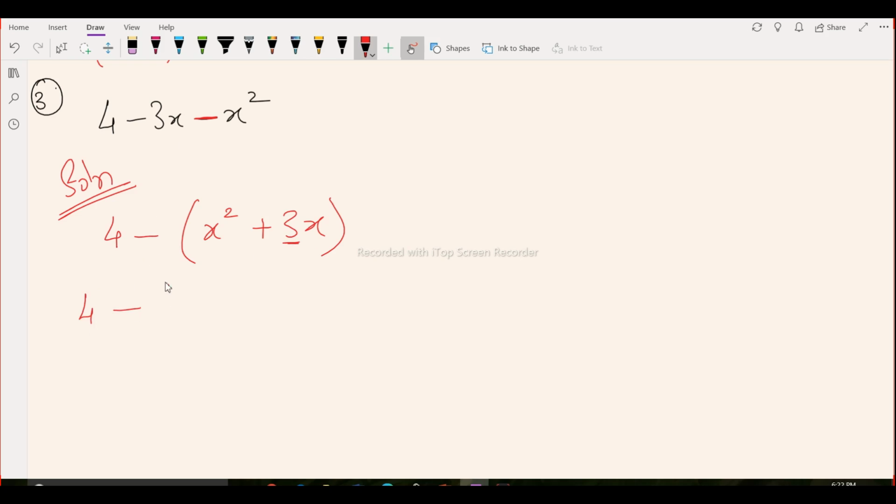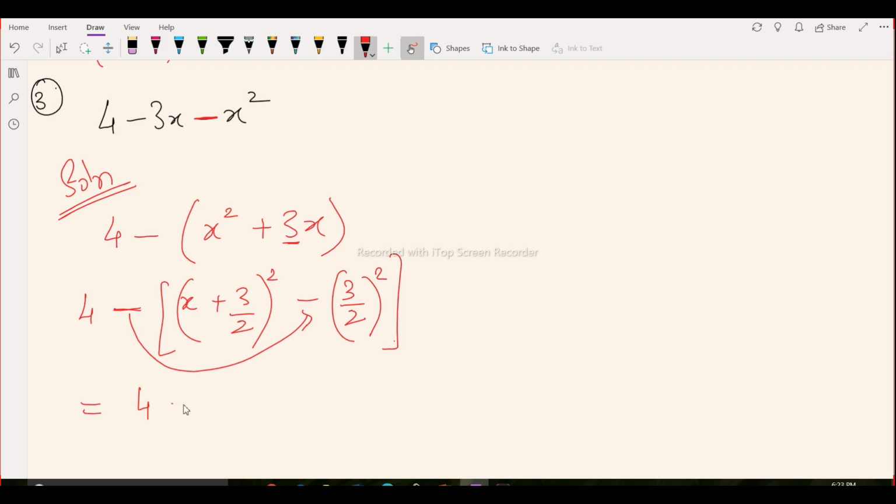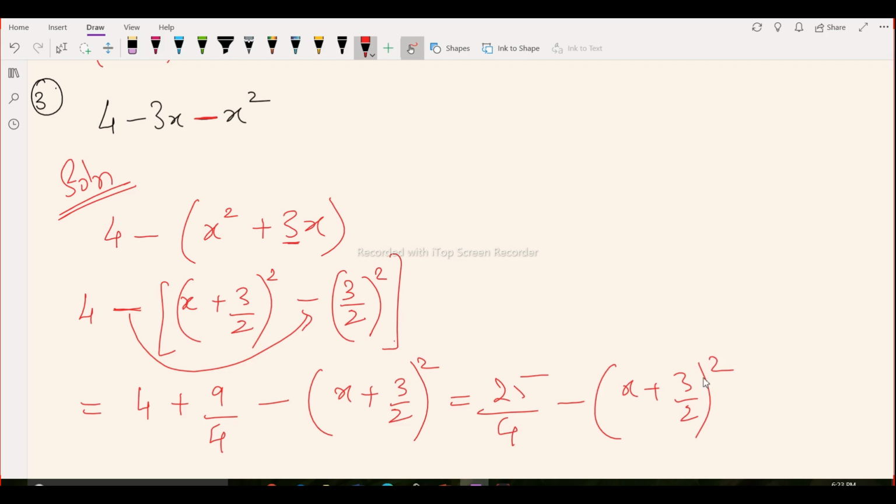So 4 minus, so x plus 3 by 2 the whole square minus 3 by 2 the whole square. Okay, now we can go ahead and complete this part. So what we have is we have 4 and this minus will become plus. So we have plus 9 by 4 minus x plus 3 by 2 the whole square, right? So ultimately what you get is 25 by 4 minus x plus 3 by 2 the whole square.